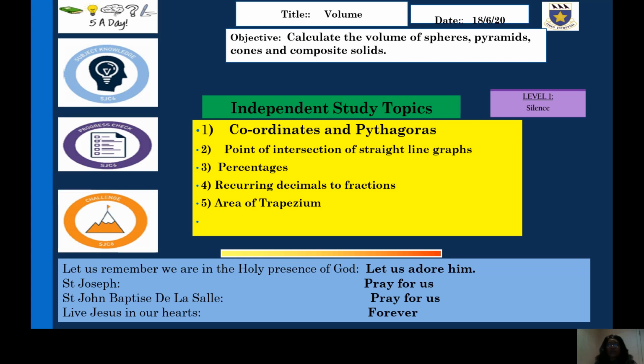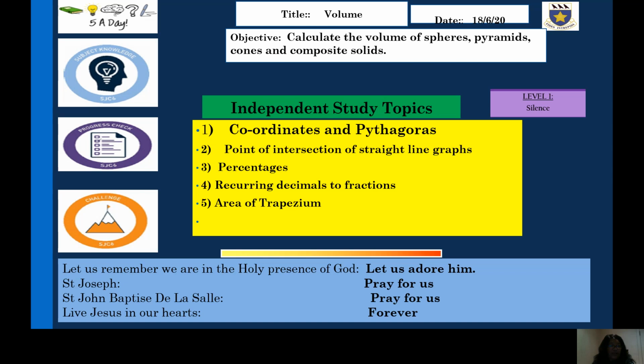So the skills that we learned today are the coordinates and Pythagoras, point of intersection of straight lines, percentages, recurring decimals to fractions, and area of trapezium. You may want to go and study or revisit these topics in your independent study time.